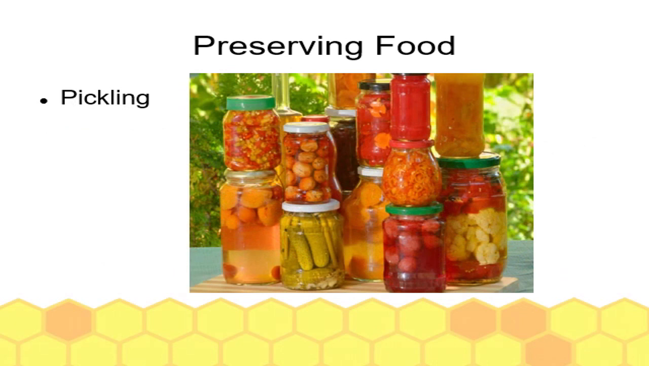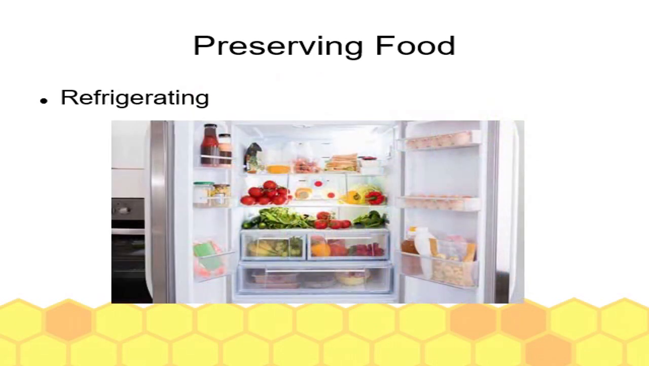Pickling is yet another method of preserving food in which fruits and vegetables are preserved in salt solution and oil. Refrigerating is also another method of preserving food in which food items are stored in refrigerators so that you can preserve them for a longer period of time.